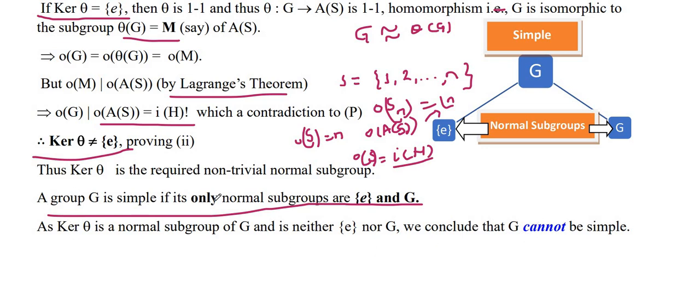A group G is simple if its only normal subgroups are singleton E and G. Kernel theta is normal in G, but it is neither singleton E nor G, and therefore kernel theta acts as a proper normal subgroup. If G has a proper normal subgroup, it cannot be simple. So you conclude that G cannot be simple. So this proves the index theorem for simplicity of a group G. Thank you.